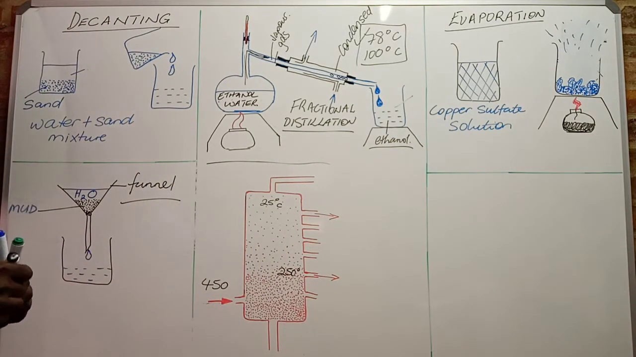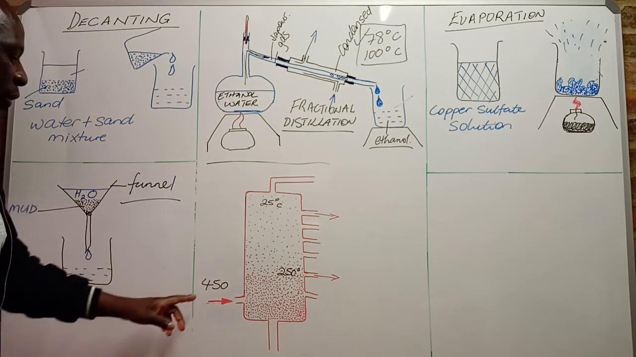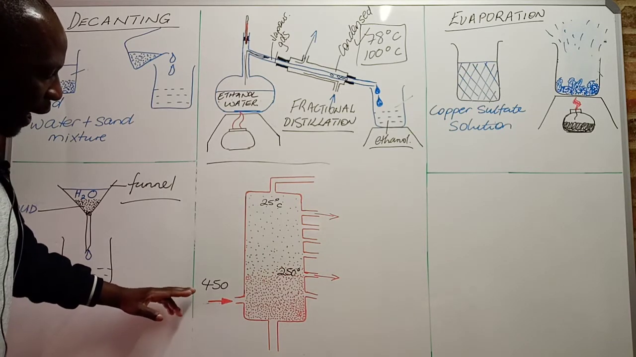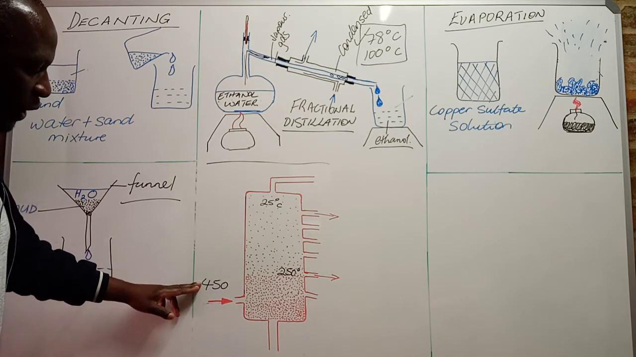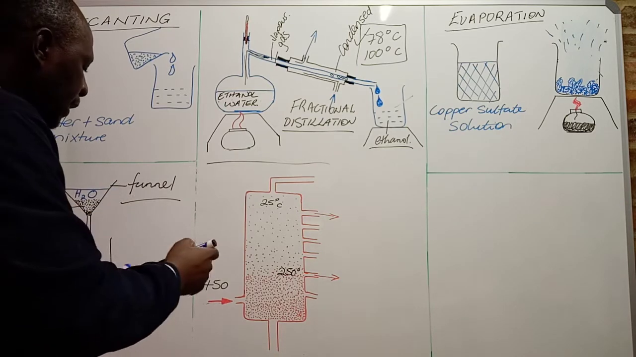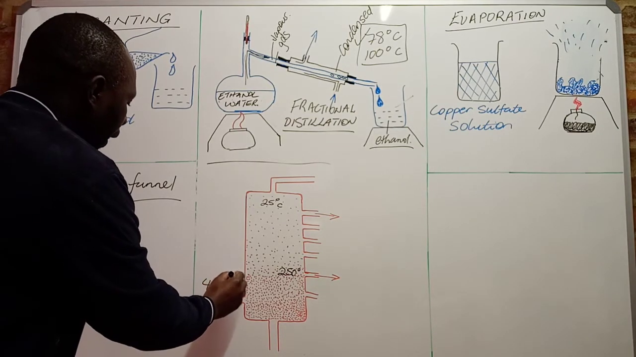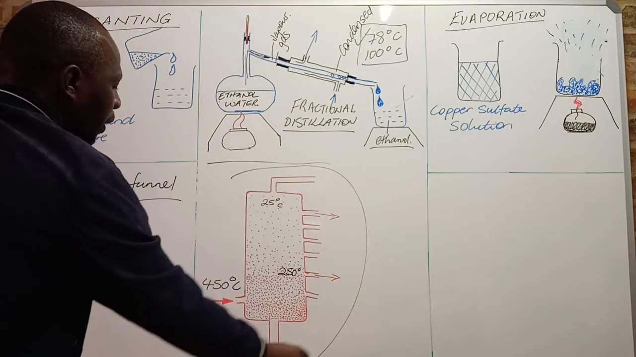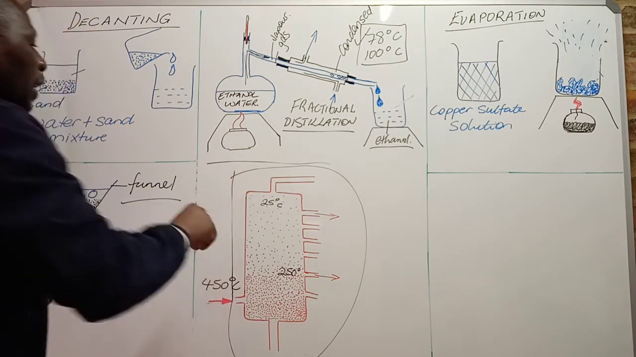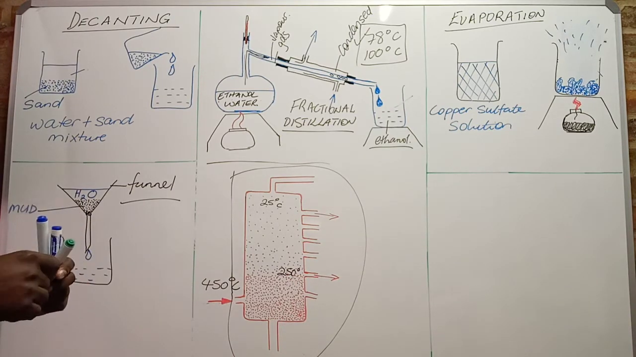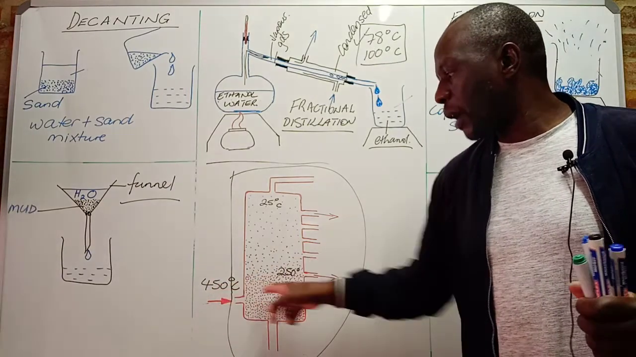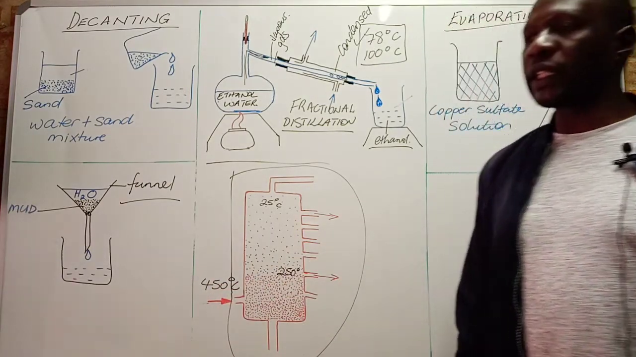So what they do is, crude oil is heated to a temperature of 450 degrees Celsius. It is then injected into the fractionating column. So this whole thing is what is called the fractionating column. In the fractionating column, the crude oil is pumped in at 450 degrees Celsius.